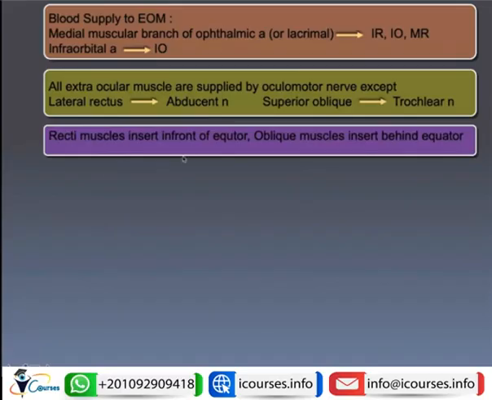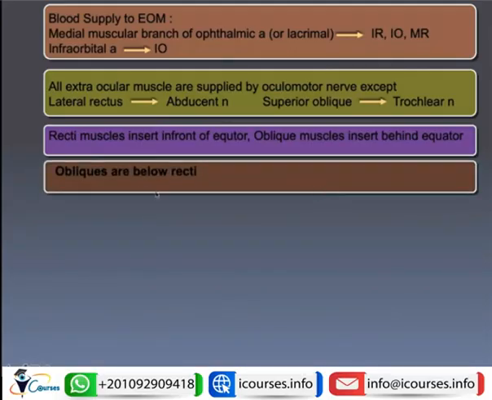All recti muscles insert in front of the equator, while obliques insert behind the equator. Remember, we are talking about the insertion. But if we are talking about the origin, then all muscles take origin behind the equator, except for the inferior oblique, which takes origin in front of the equator. All obliques are below the recti, so the superior oblique is below the superior rectus, and the inferior oblique is below the inferior rectus.